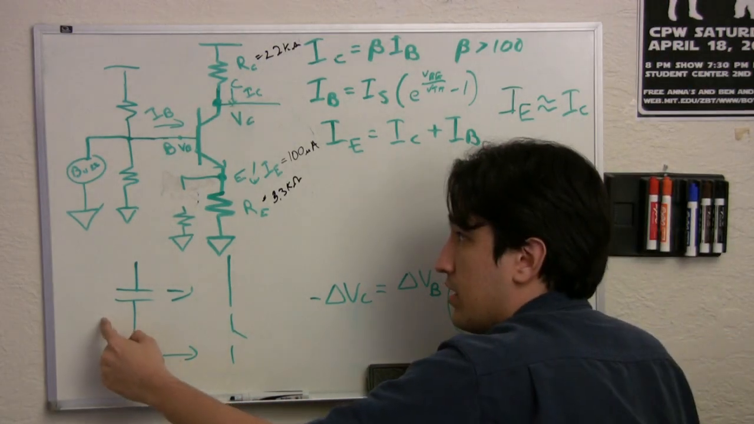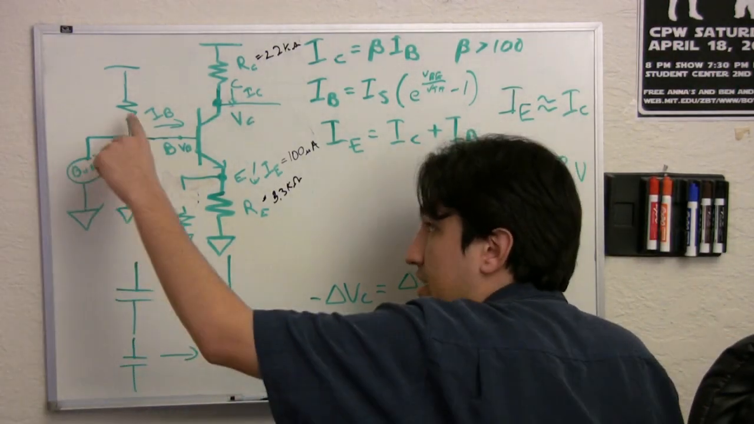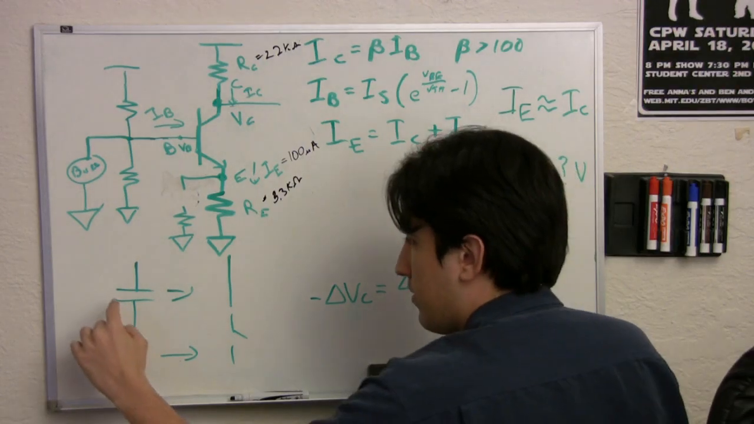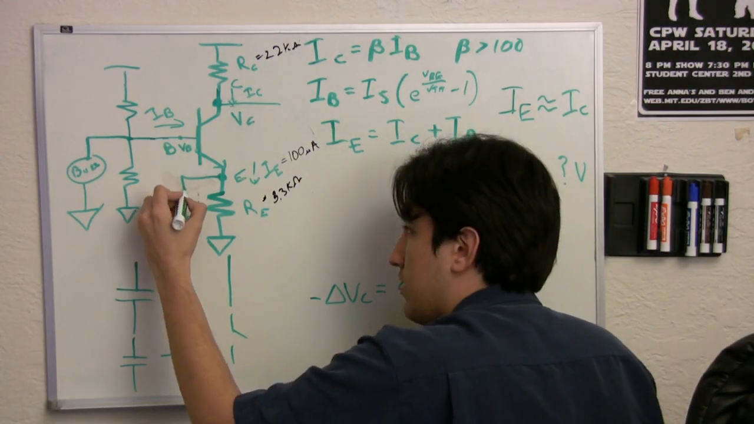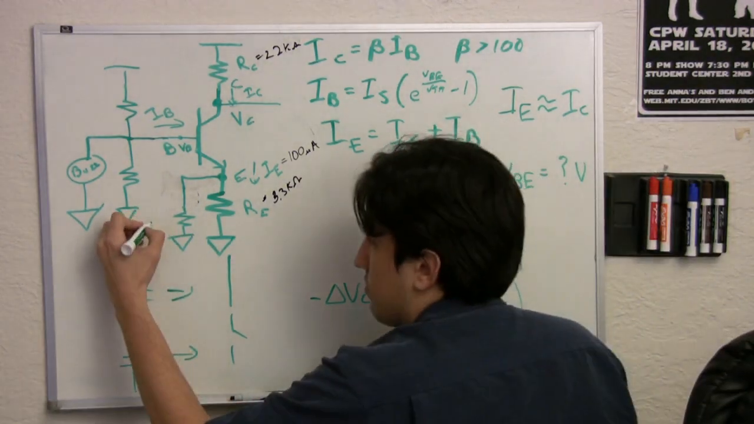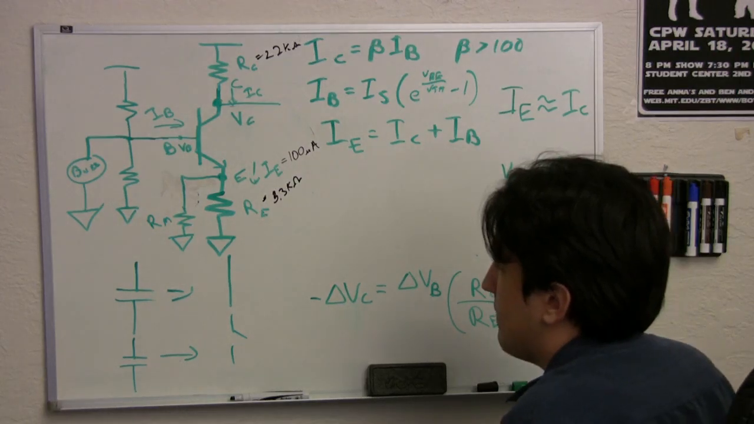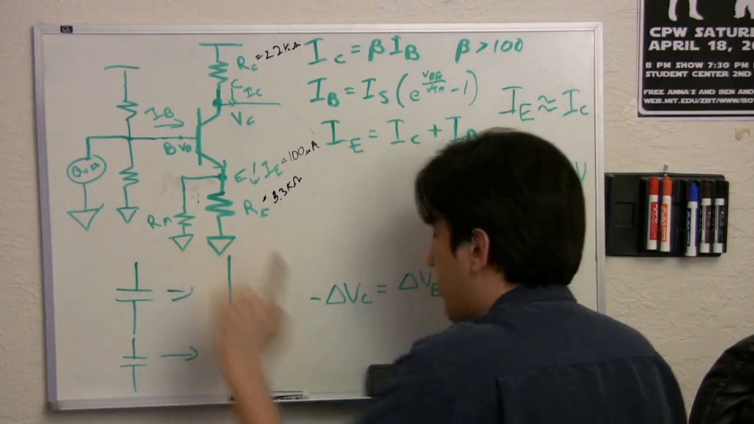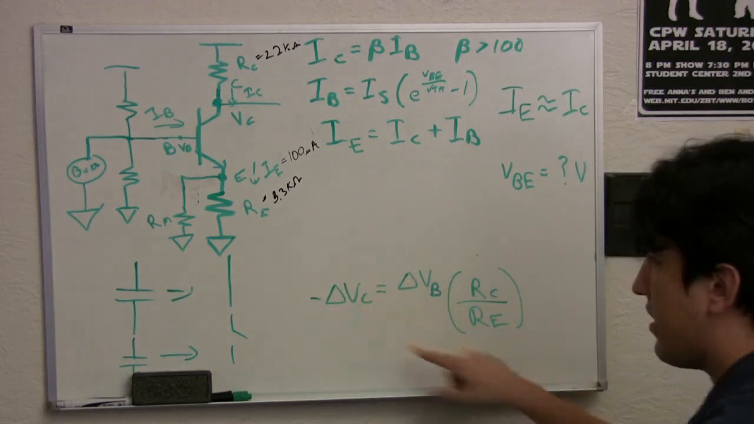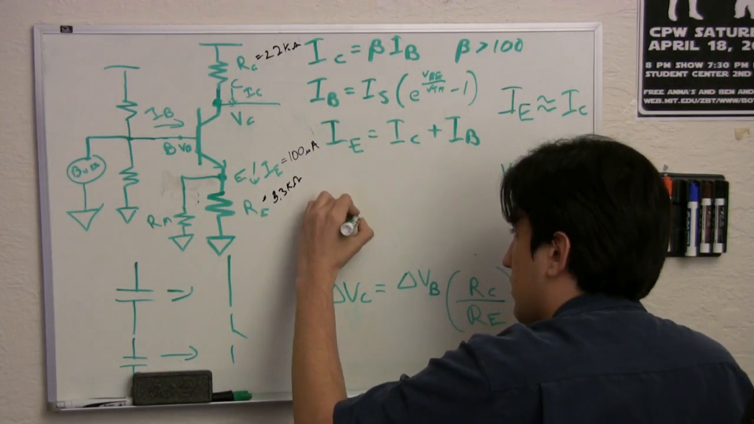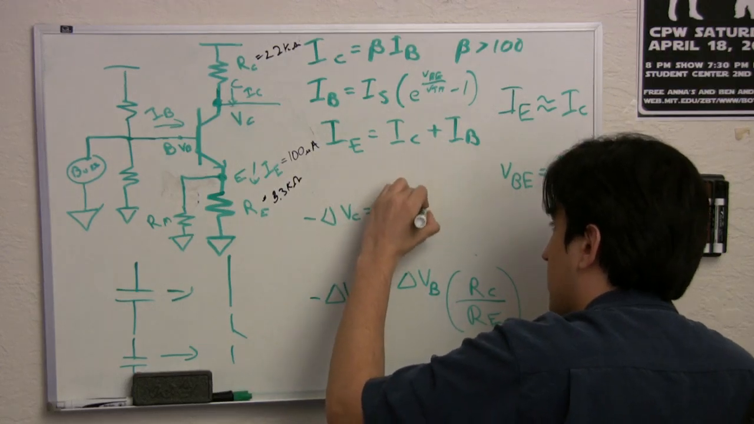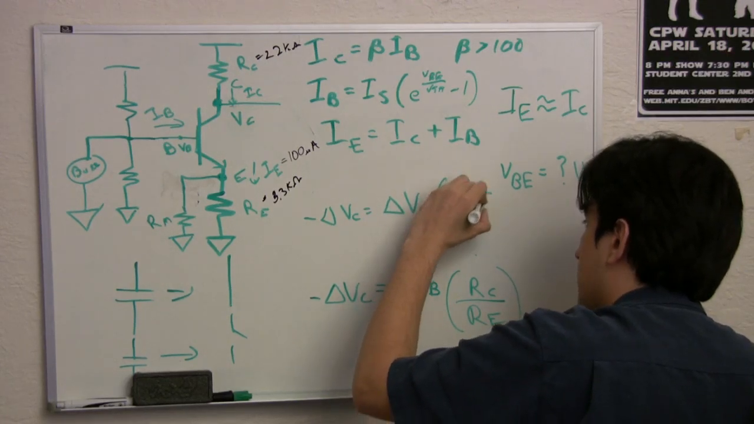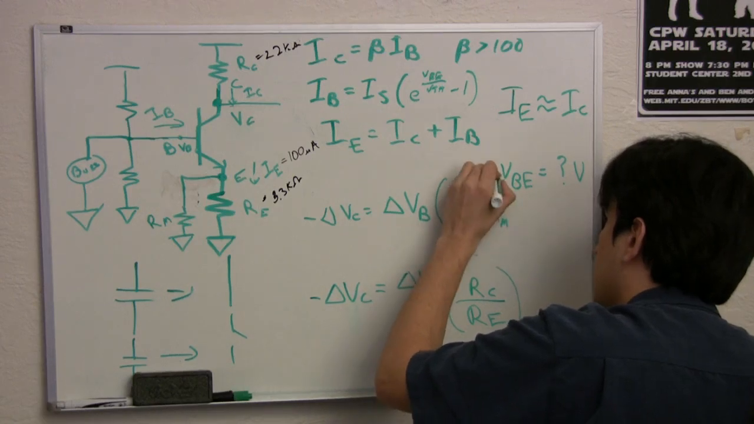At high frequencies, in the frequencies that we're interested in, where this VB is being changed by the buzzer at sound frequencies, this capacitor looks like a short. So it looks just like a wire. Which means that, let's call this resistor RM, at high frequencies, the effective resistance of these two together is just these two resistors in parallel. So we're going to have the same equation we had before, delta VC equals delta VB times RC over RE in parallel with RM.